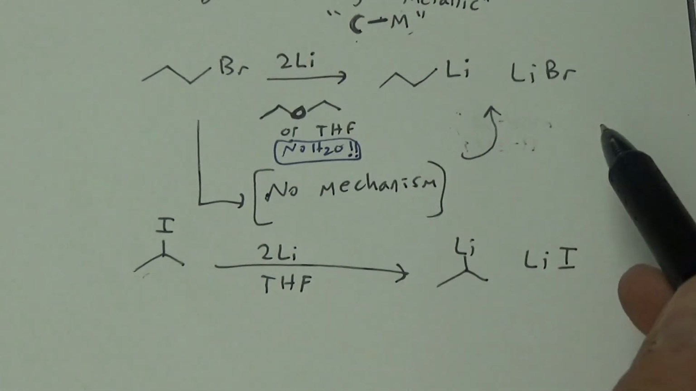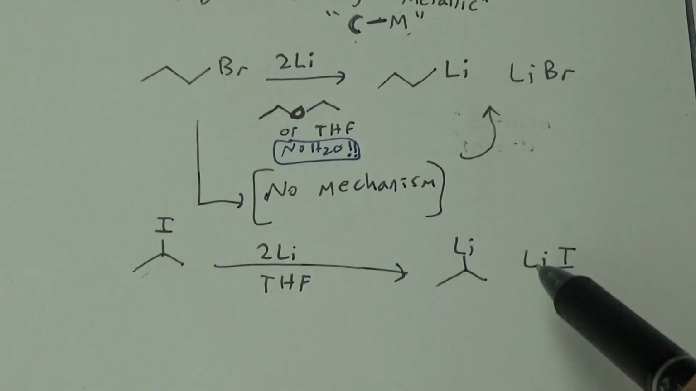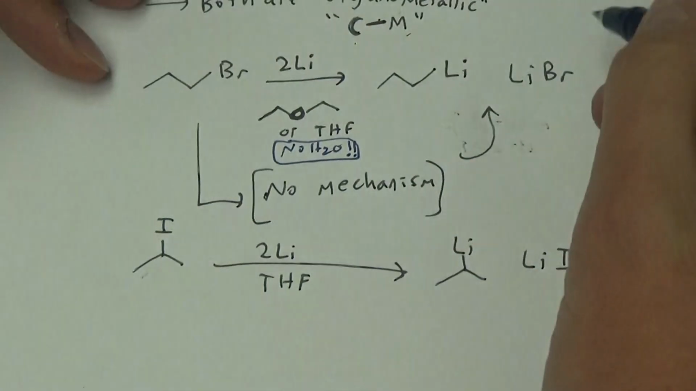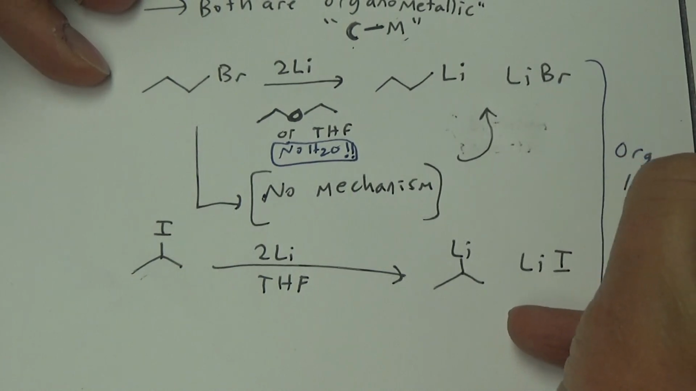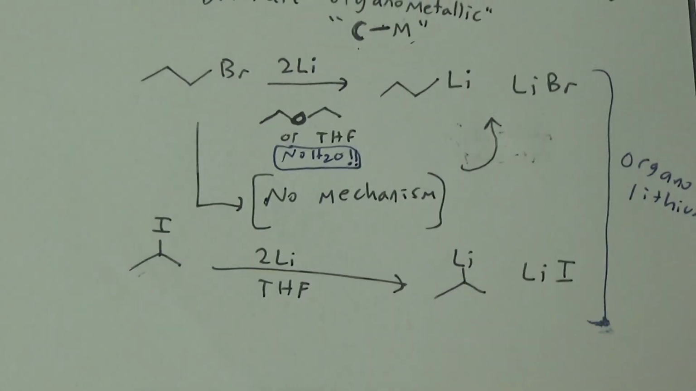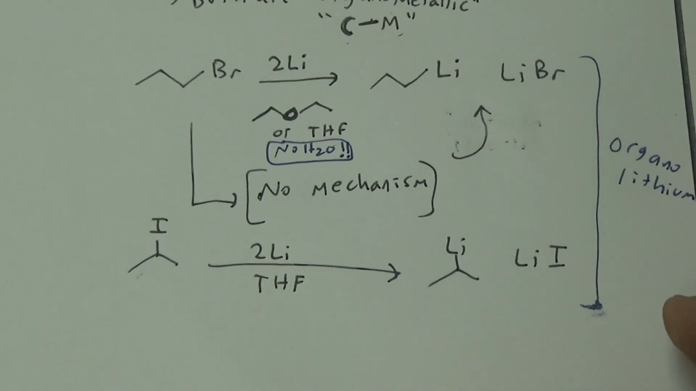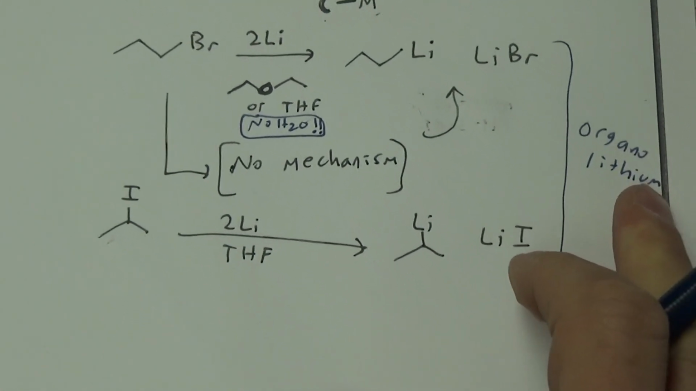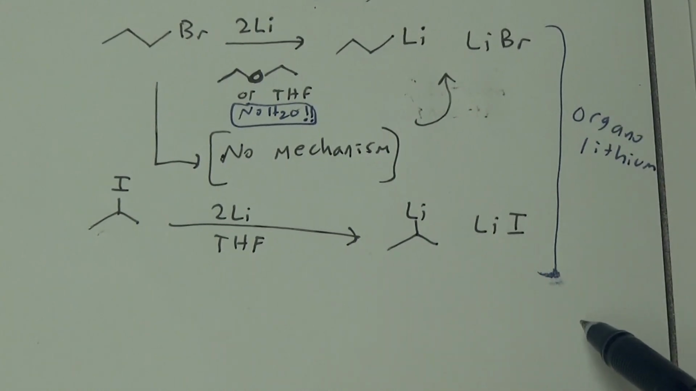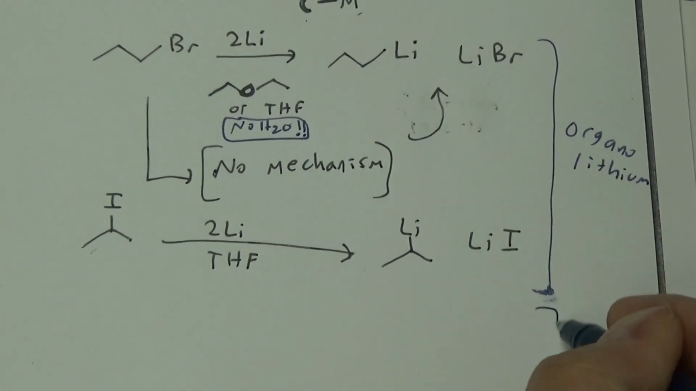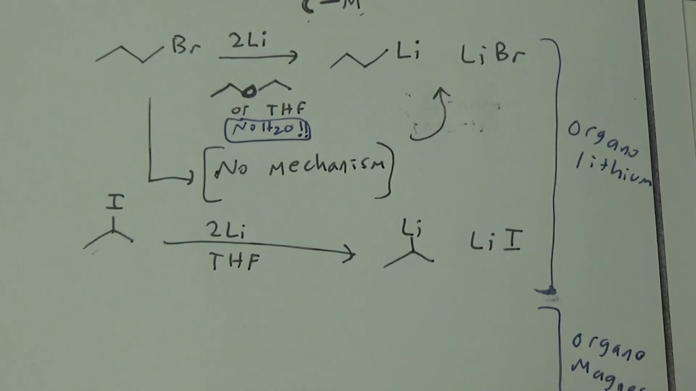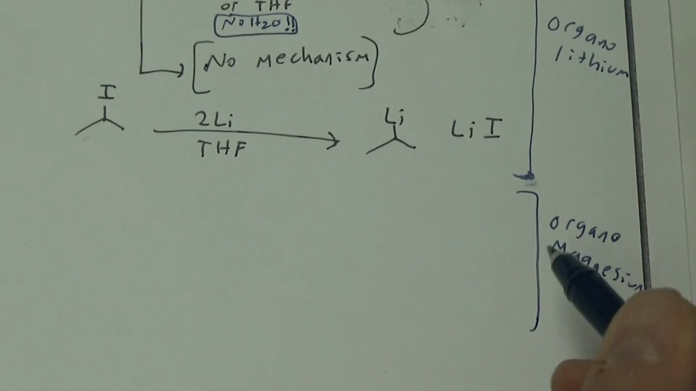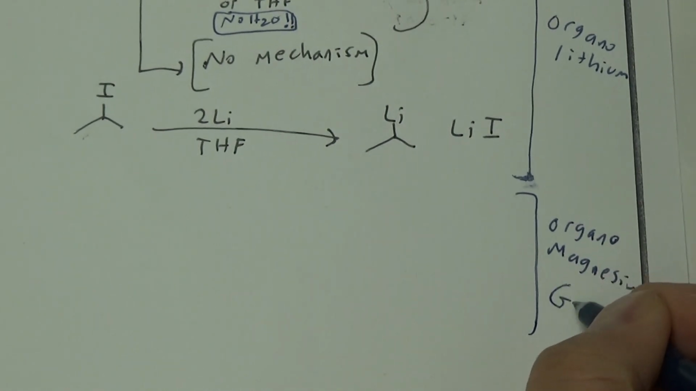Okay, so what are these called? If it's a carbon with a lithium on it, these are called organolithiums. Organolithium. What's the other one? Organolithium and organo something else. Organolithium, and then we have organomagnesium, right? Organomagnesium. Also called, it has a name, it's French. Grignard.